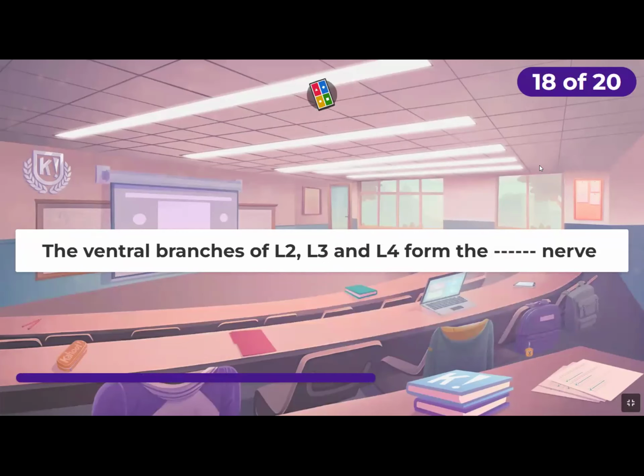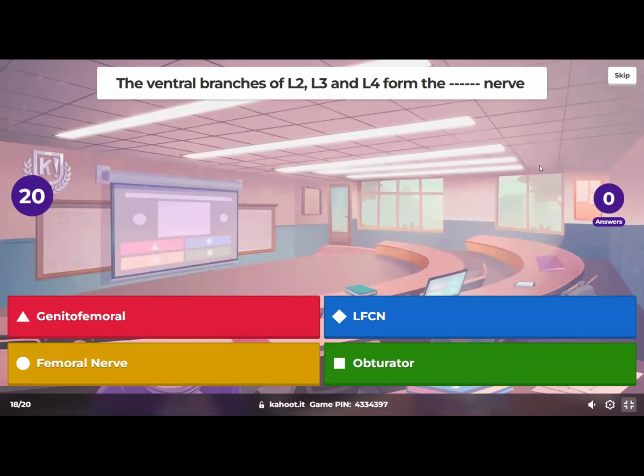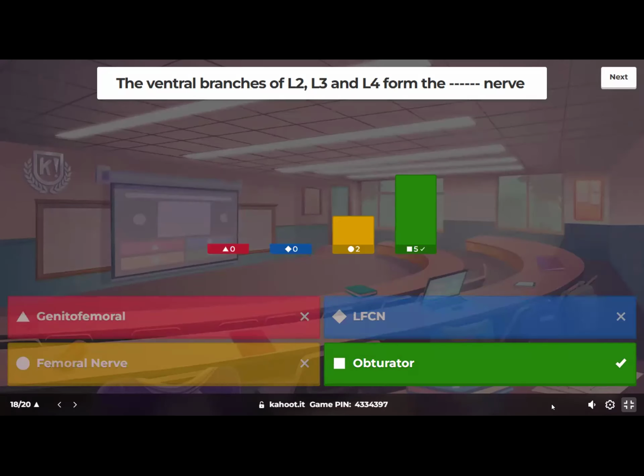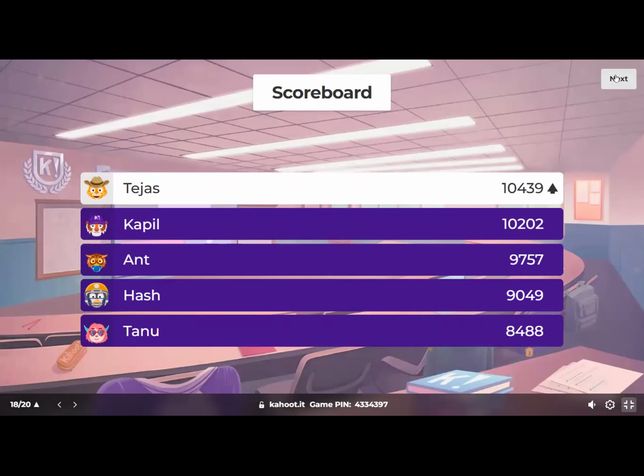The ventral branches of L2, L3 and L4 form the dash nerve. Focus on the word. I'm talking about ventral branches. Yes, you got it right. Sir has described it. So has Pavan. It is obturator. Let's see. Oh, Tejas is leading now in the last questions.